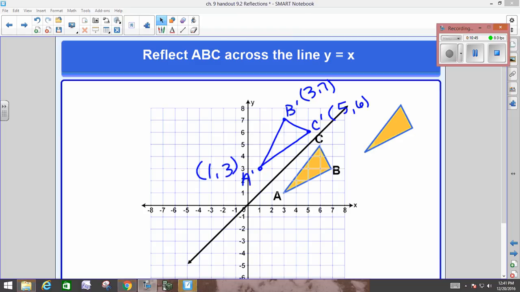If you look at your original coordinates, A is at 3, 1, B is at 7, 3, and C is at 6, 5. What happens to the X and the Y's when you reflect it across Y equals X? They just swap. They flip-flop positions. Okay, so when you do a horizontal or a vertical line, you just count how far away you are from them. When you do the diagonal line, Y equals X, you just flip-flop the Y and X for each other.